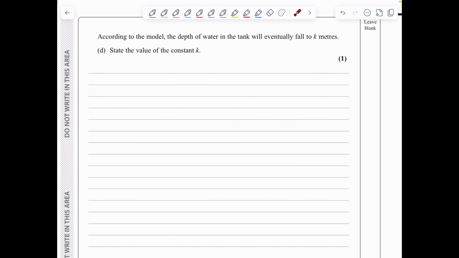Well, let's recall the expression we obtained for capital H. I need to consider the long-term behavior of capital H as t goes to infinity. So we know that as t goes to infinity, the e to the negative 0.2t term will go to 0. So these will vanish and these will vanish. We can see that H tends to 10 over 2, which is obviously 5. And therefore we conclude that k is equal to 5.